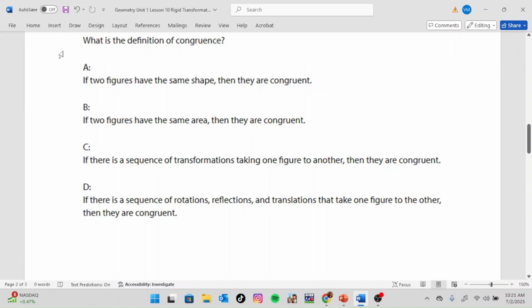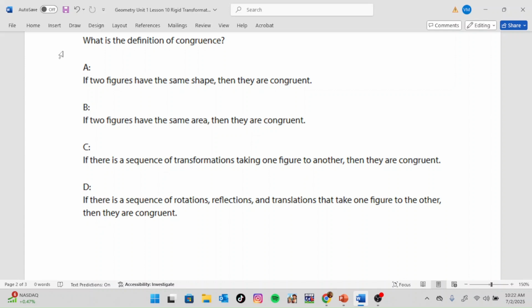Practice problem number 2. What is the definition of congruence? Remember that in order for two shapes to be congruent, they need to have the same side lengths and the same angles. So if we look at option A, it says if two figures have the same shape, then they are congruent.